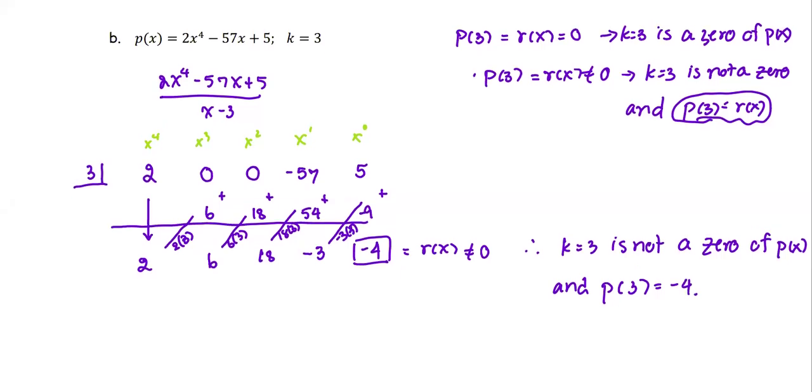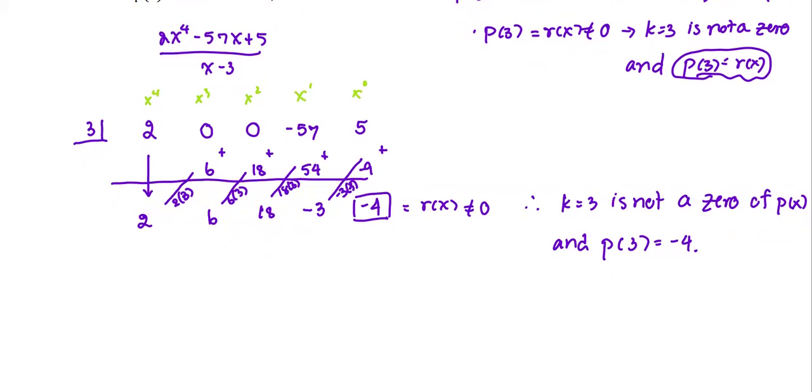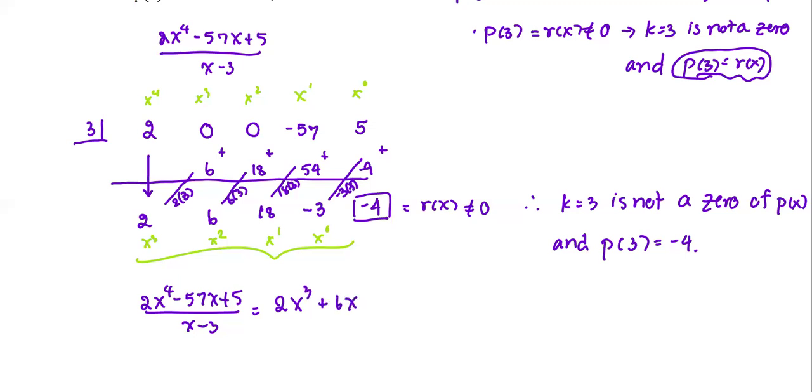And if you write in the form of the quotient plus remainder over divisor, we have 2x to the 4th minus 57x plus 5 divided by x minus 3 equals, one more time, this is x to the power 3, x power 2, x power 1, and then x power 0. So the quotient will be in the form of 2x to the 3rd plus 6x to the 2nd plus 18x minus 3 as the power 0 term. And then plus the remainder, negative 4, divided by the divisor x minus 3.